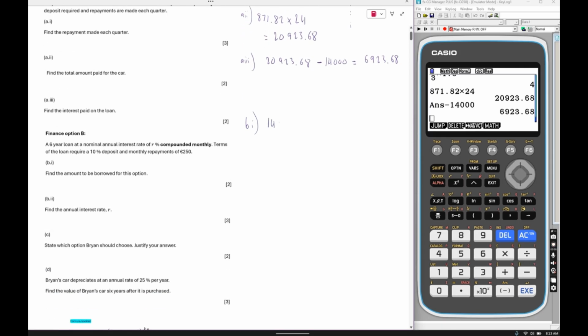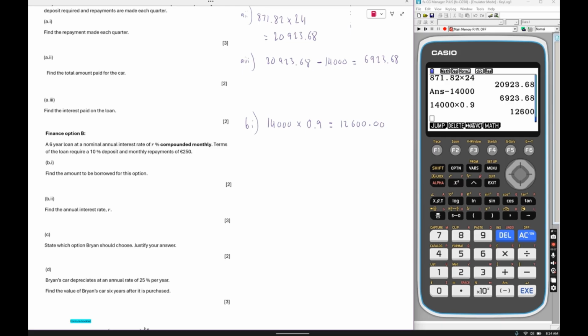So we are going to do 14,000 times 0.9. That is going to give me the amount that is going to be borrowed. So 14,000 times 0.9. He is borrowing 12,600. You get a mark for the correct expression and you get a mark for the final answer being correct, 12,600. Actually, I need to put 2 decimal places, don't I? So 0.00. Make sure that you're careful with that.